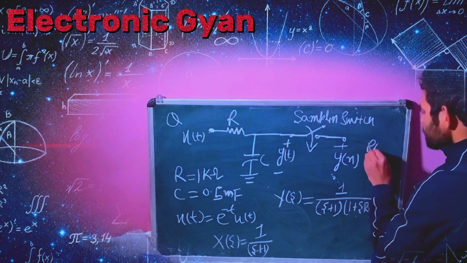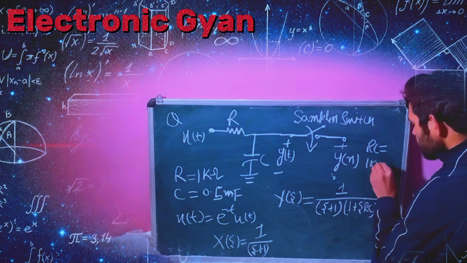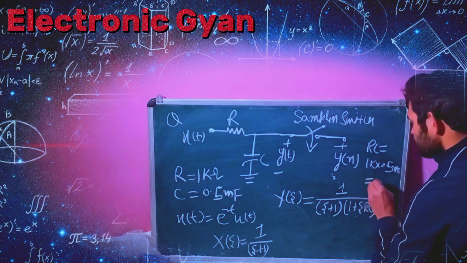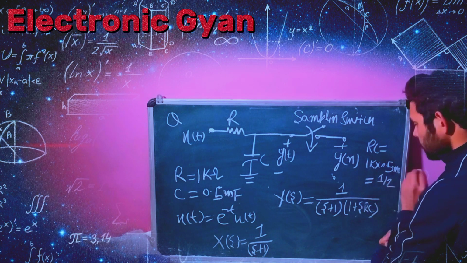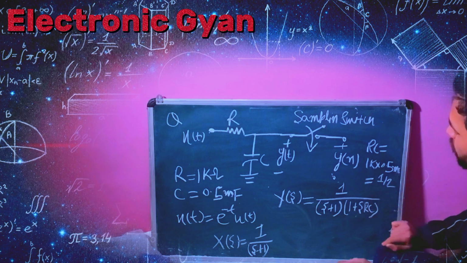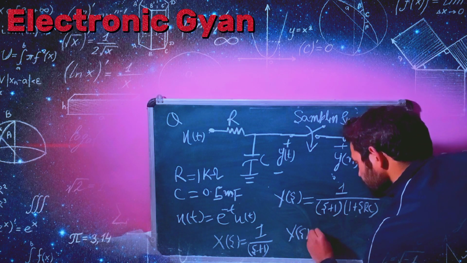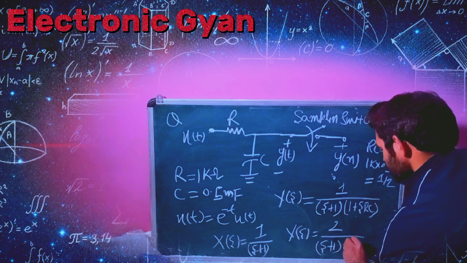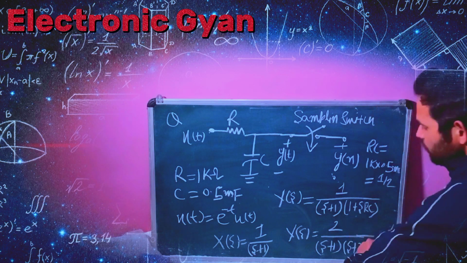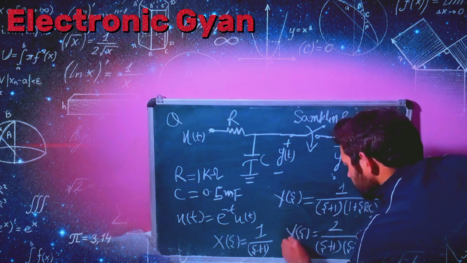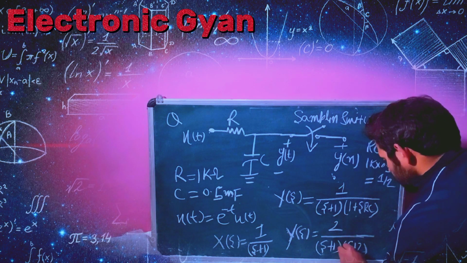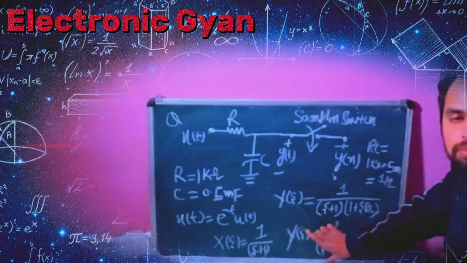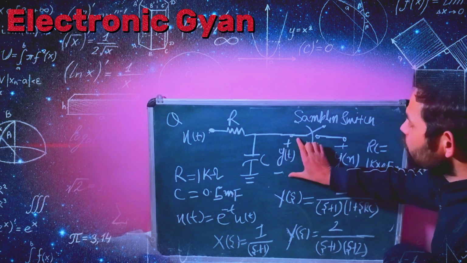What is the value of RC here? R is 1 kilo ohm into 0.5 millifarad, which is nothing but 1 by 2. Now by putting RC equal to 1 by 2 here, we get Y of S equal to 2 divided by S plus 1 into S plus 2. This is what we got, Y of S in the S domain. This is our output across the capacitance.